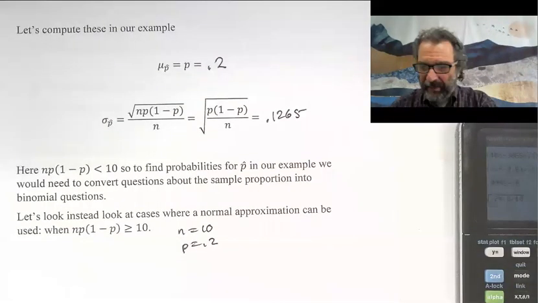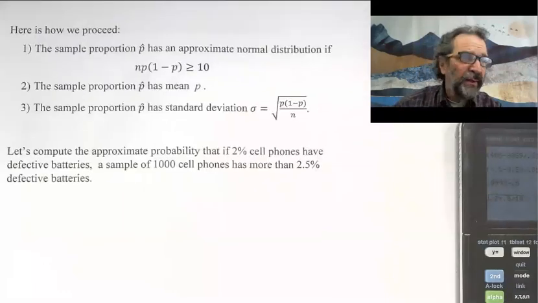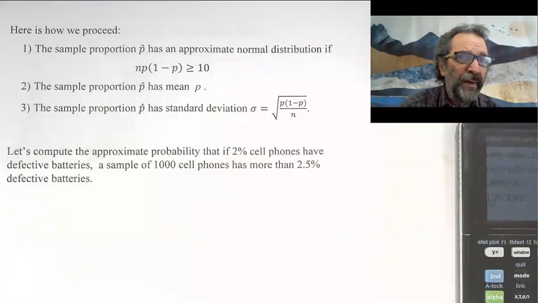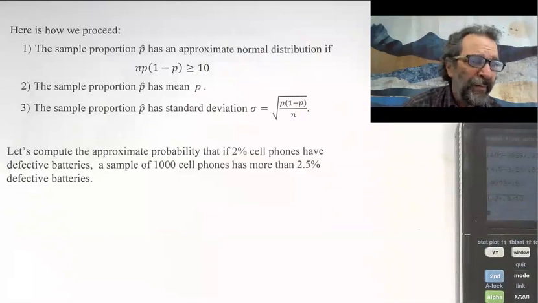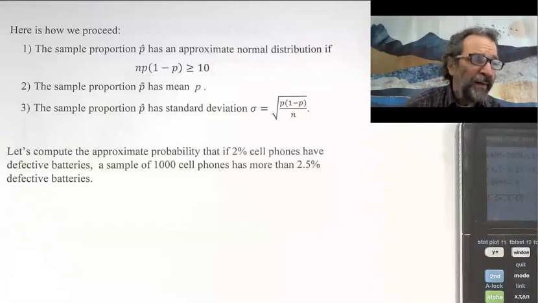Okay, so how are we going to do this? We'll say the sample proportion has an approximate normal distribution if n times p and n times (1 minus p) are at least 10. We'll say the sample proportion has mean p, we know that, and standard deviation the square root of p(1 minus p) over n. And so if we know it's a normally distributed situation, we can use z values and use them to find probabilities. And here we go.